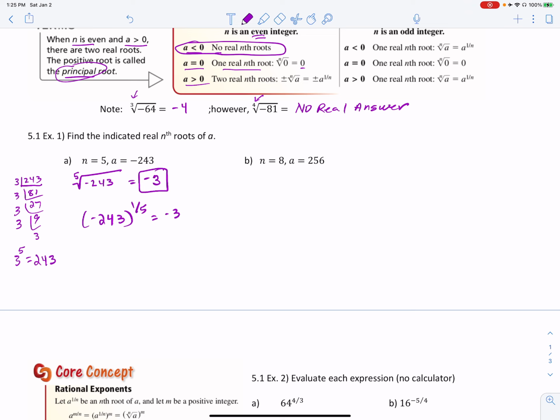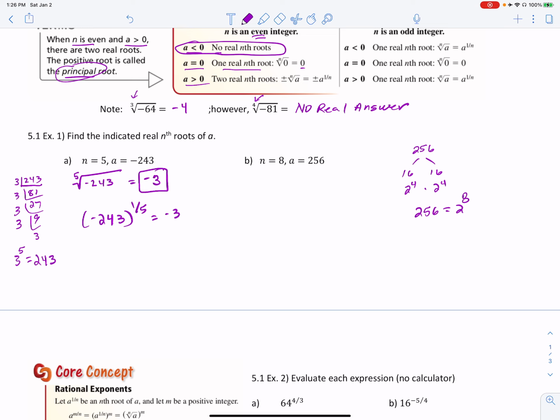So now, when they ask for the nth root of 256, well, for 256, I know that is 16 squared. It's 16 times 16, which is 2 to the 4th times 2 to the 4th. Or in other words, 256 is 2 to the 8th.